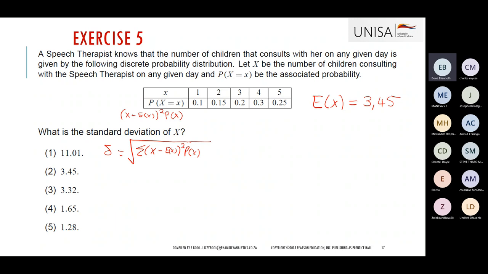Remember also to keep all your decimals so that you don't lose any integrity in terms of your numbers.